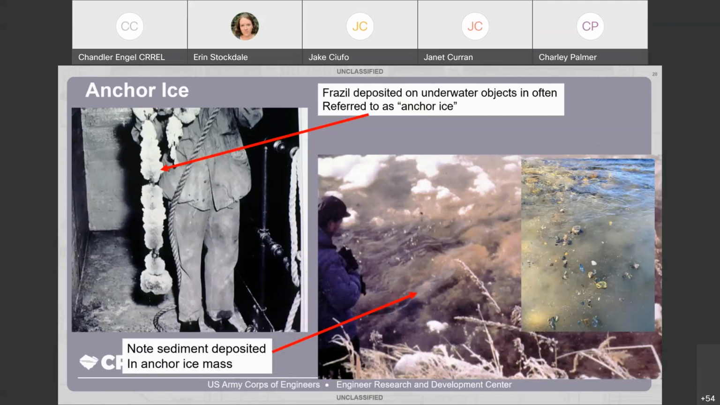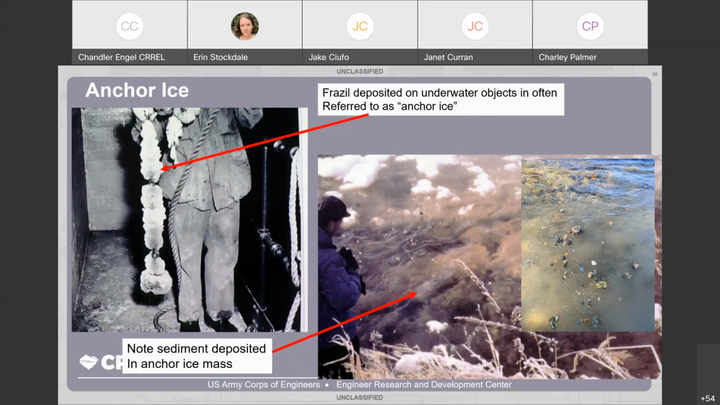The term anchor ice is sometimes used to refer to ice forming on submerged objects besides substrate. So in this example, this is a chain that's covered in ice. It can also form on trash racks of water intakes for power plants or municipal water supplies. That's a whole topic for another discussion. And we do quite a bit of work on that here in ice engineering.